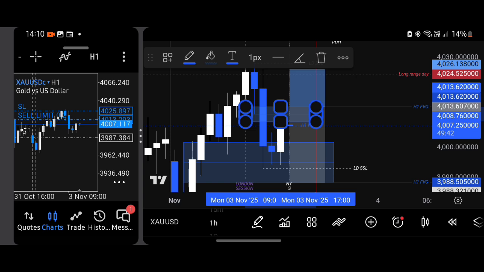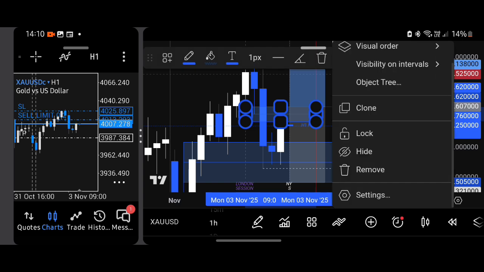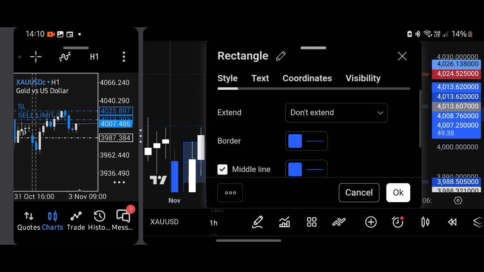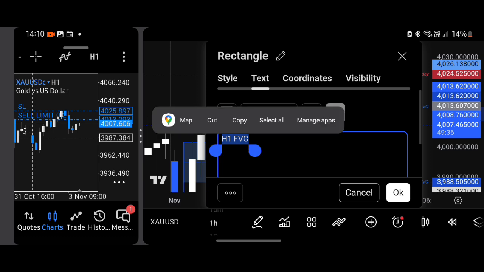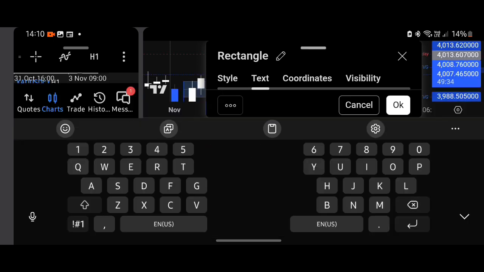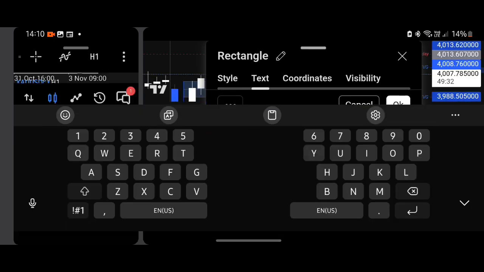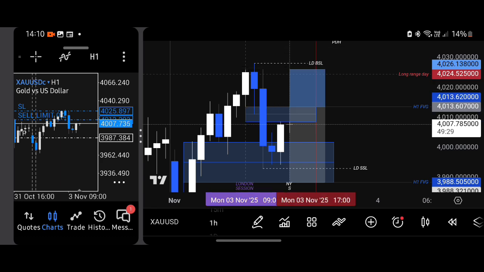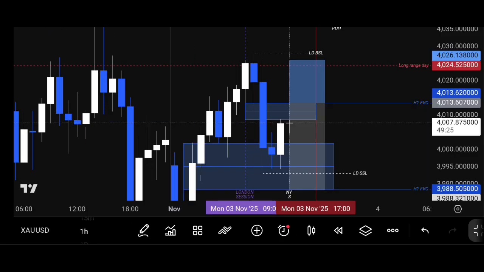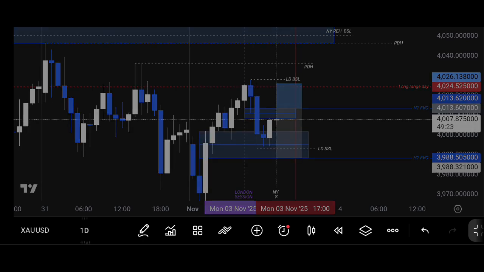So look at the setup, guys. It's London session continuation in New York. It's New York session, guys. As you can see the time, it's 10:02. It's gonna be fundamentals at 5.